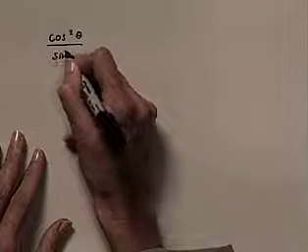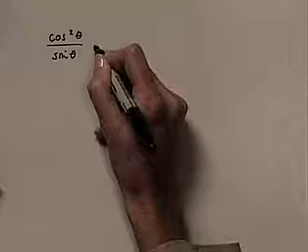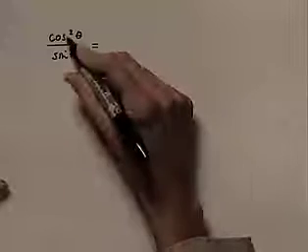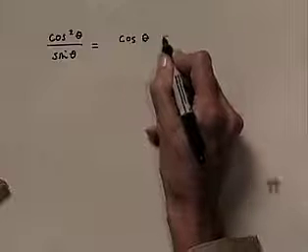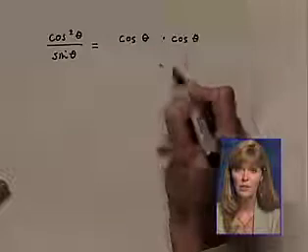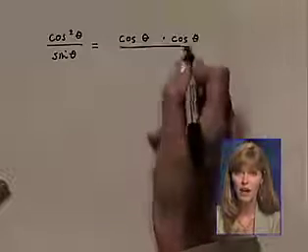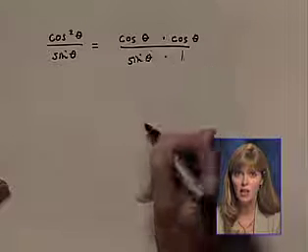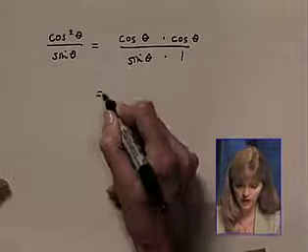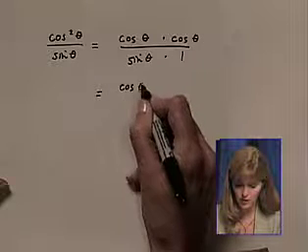We had cosine squared theta divided by sine of theta. And what I think I want to do is break this squaring up. Let's think of that as cosine of theta multiplied times cosine of theta. Now that's being divided by the sine of theta, but I'm going to think of this as sine of theta times 1. And the reason for doing that is I now can separate this into 2 fractions.